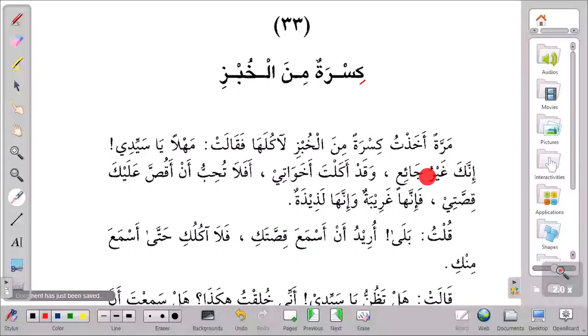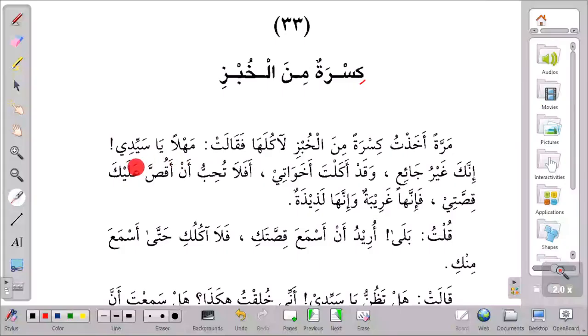When we say ja'i'un, it is the one who is hungry. وَقَدْ أَكَلْتَ أَخَوَاتِي, and you had already eaten my sisters. So the broken piece of bread is the one speaking.